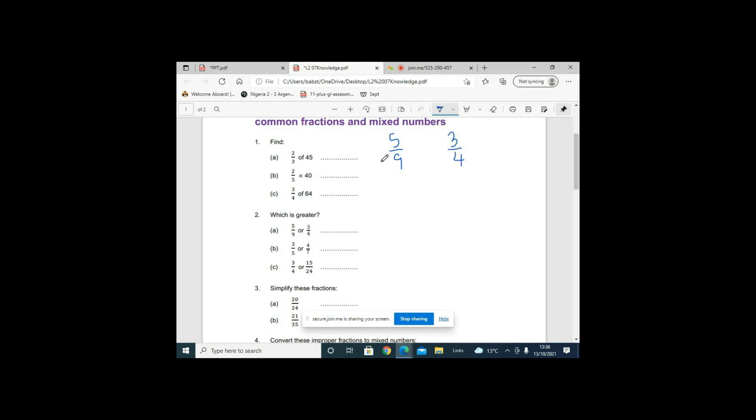I find the LCM being 36. So I did 4 times 9, 36, and 4 times 5, 20. Then I went to the other side and times it by 9: 4 times 9, 36, 3 times 9, 27. So I've got 27 over 36 as the bigger one. This one is 20 over 36, and this one is 27 over 36. This one is bigger.